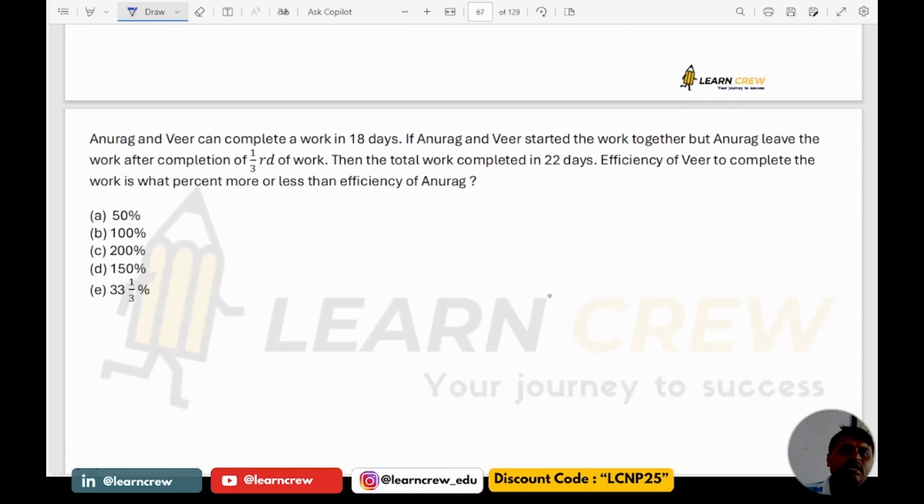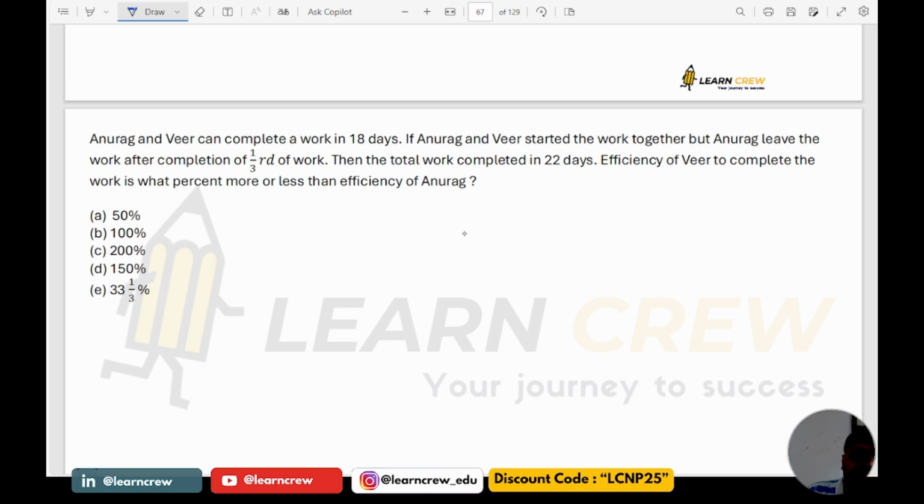Next, Anurag and Veer can complete a work in 18 days. If Anurag and Veer start the work together, but Anurag leaves after completion of 1/3 of the work, then the total work is completed in 22 days. Now, efficiency of Veer to complete the work is what percentage more or less than the efficiency of Anurag?